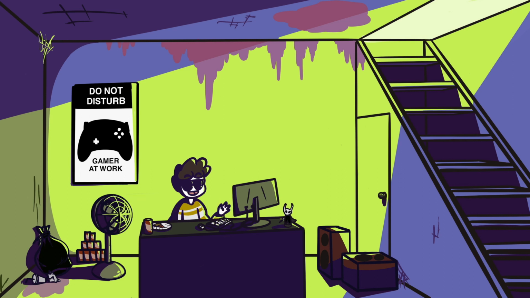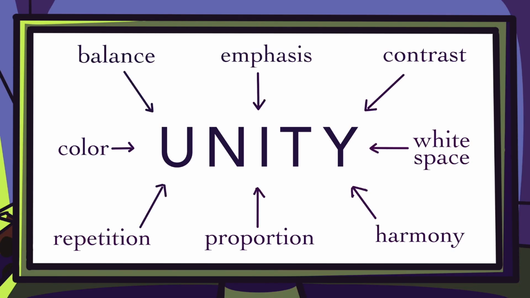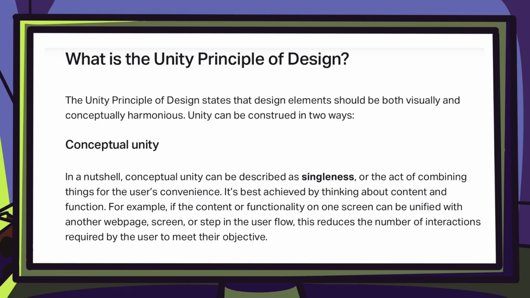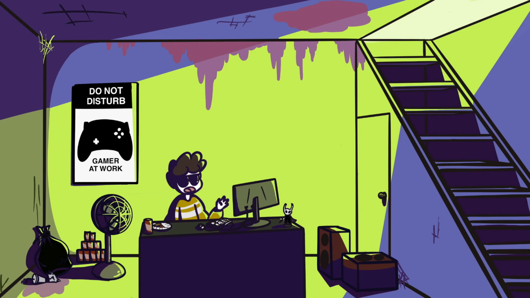So basically, unity is how every principle I talked about comes together and works with each other. This is the sum total of every principle that creates the image, so it's hard to show visually, but basically I think this quote from envision.com really just clears things up. In a nutshell, conceptual unity can be described as singleness, or the act of combining things for the user's convenience. Are you confused? Good.